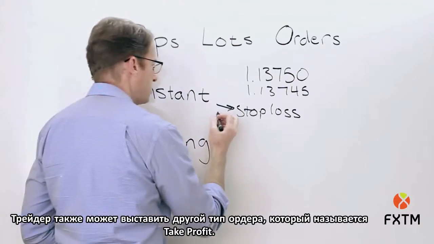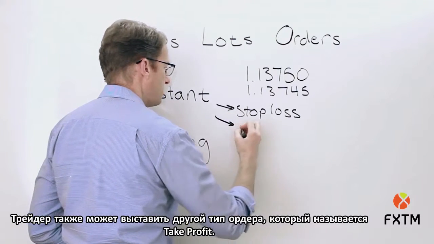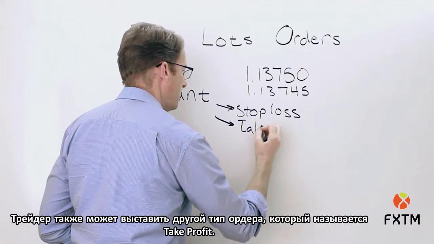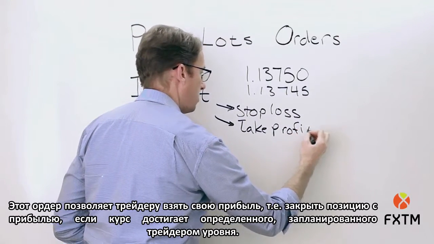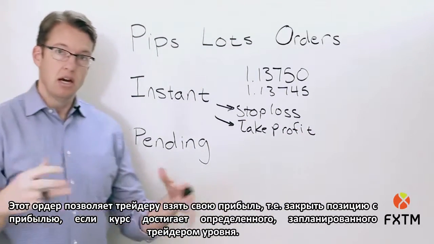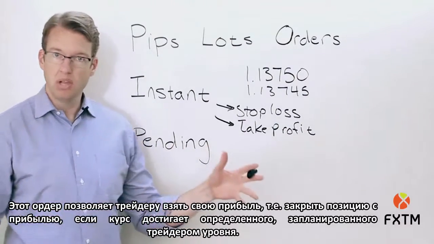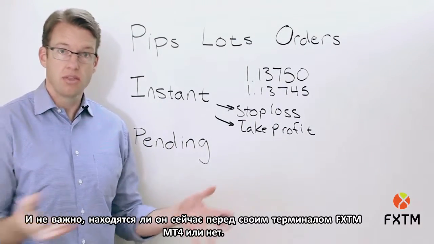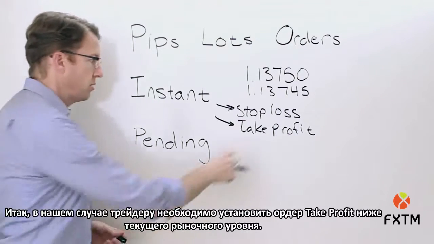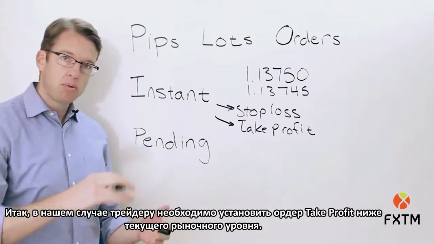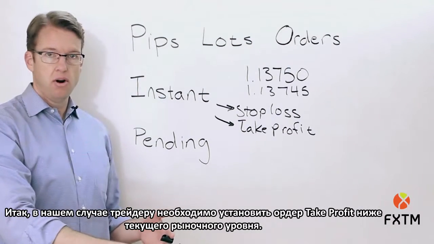Well, they can also set another order at the same time called a take profit. So the take profit will allow them to take their profits off the table if the exchange rate gets to where they had planned, whether they're there in front of their FXTM MT4 platform or not. So they're able to, in this case, put a take profit order underneath the market.